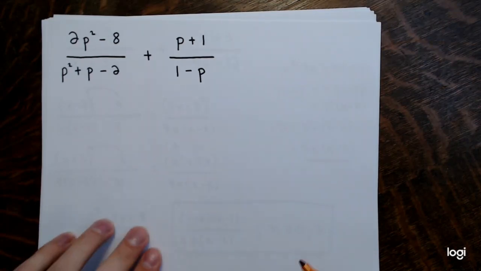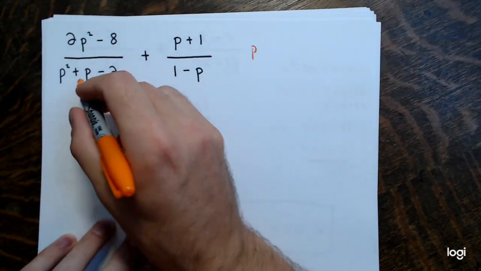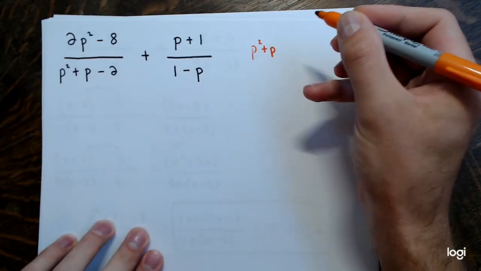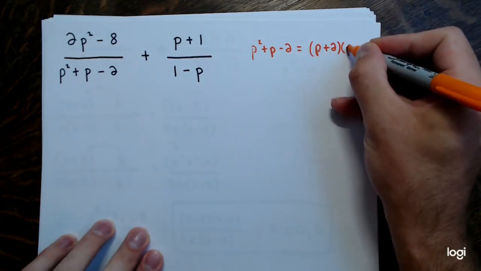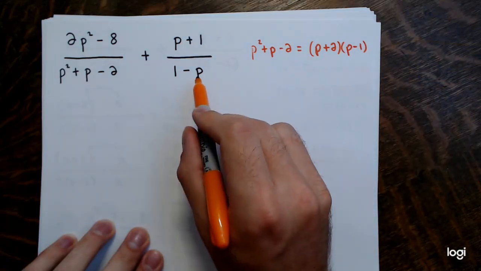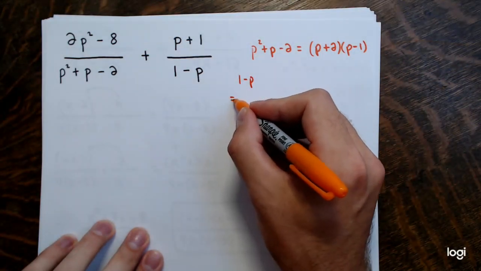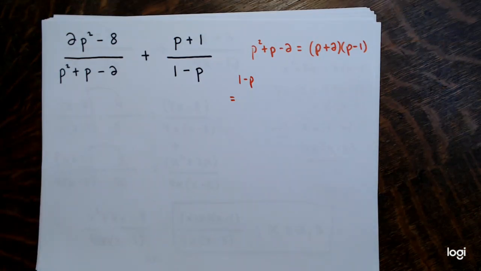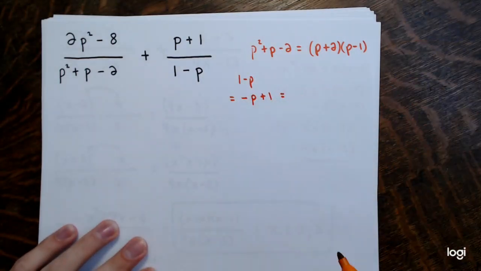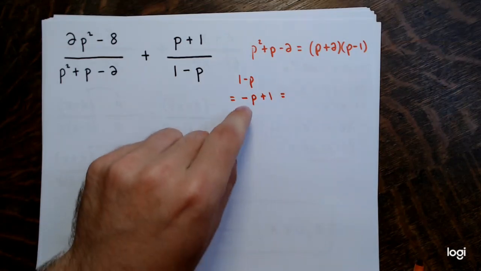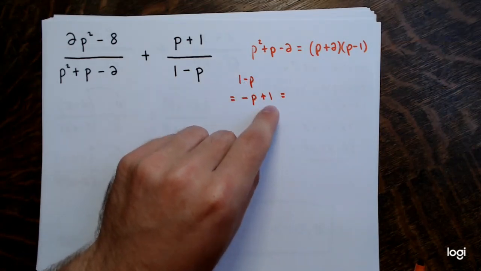All right. So I'm going to find the LCD. So I'll take the first denominator here, p squared plus p minus 2, and we're going to factor it. That'll be p plus 2 times p minus 1. Then the other denominator, 1 minus p, as I've mentioned, I do not like that. I don't like 1 minus p. I like to put my polynomials in descending order, highest power of the variable first. Here that's p. So I'm going to rewrite this as negative p plus 1 and then factor it. Right, put the highest power of p, negative p, and then the plus 1.